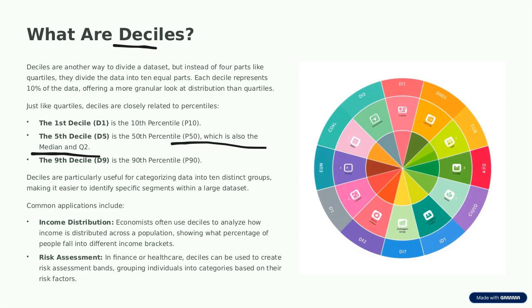So deciles are particularly useful for categorizing data into 10 distinct groups, making it easier to identify specific segments within a large data set. Common applications: we use them for income distribution. Economists often use deciles to analyze how income is distributed across a population, showing what percentage of people fall into different income brackets, like how much they earn monthly or annually. Then we also use it for risk assessment in finance or healthcare, to create risk assessment bands, grouping individuals into categories based on their risk factor.